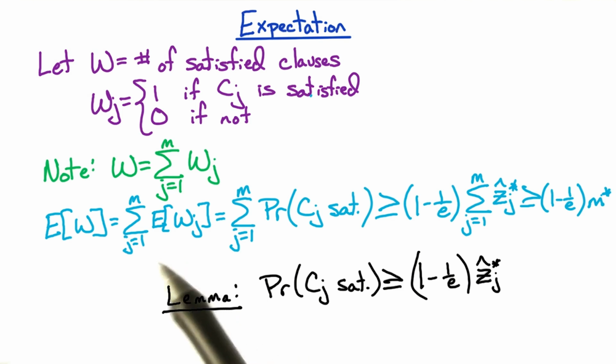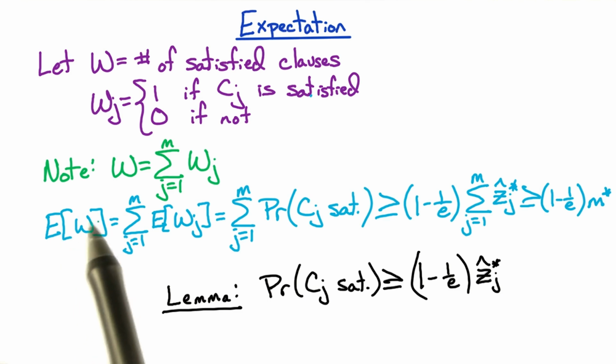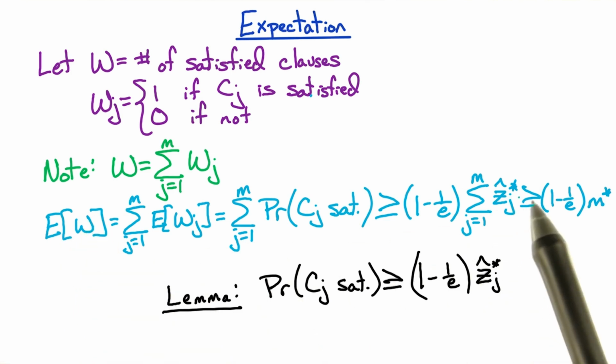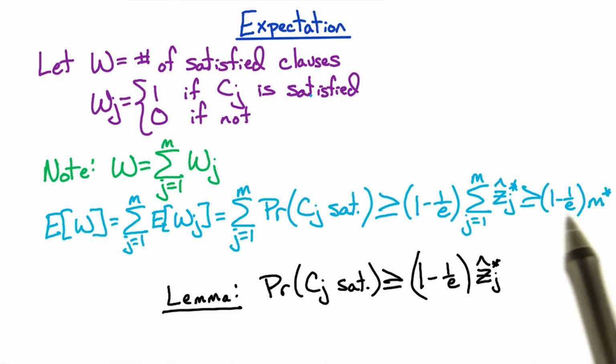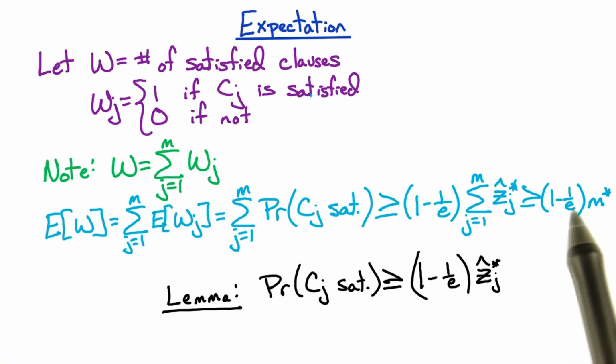And in conclusion, we can show that the expected performance of this algorithm, the number of satisfied clauses in expectation, is going to be at least the optimal number times 1 minus 1 over e. So we're going to be within 1 minus 1 over e of the optimal number, so therefore we have a 1 minus 1 over e approximation algorithm, which improves upon our 1/2 approximation algorithm. So we simply have to prove this lemma, and then we have our algorithm.